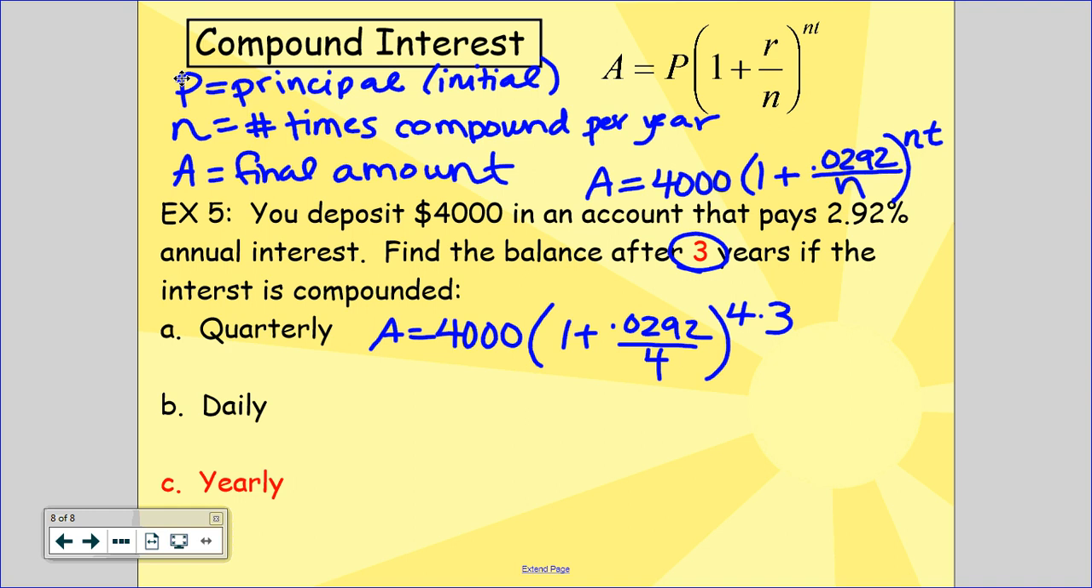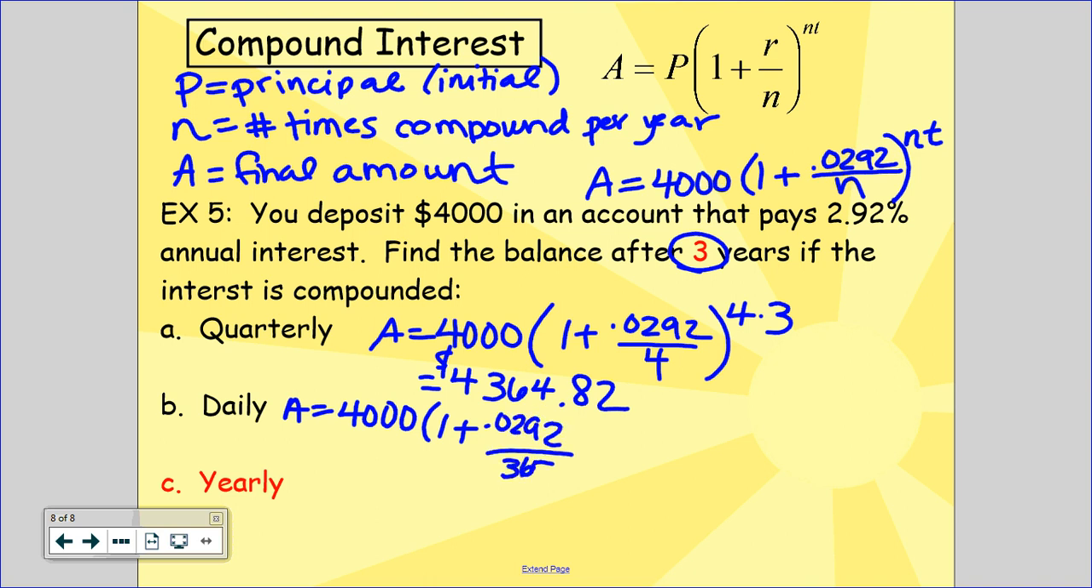So when you put that in your calculator, you should get 4,364.82. Okay, now all of the other examples are just the same, except for the N is changing. So for daily, you have 365 days in most years. So we're going to put 365 in for N. And also keeping that T as 3.